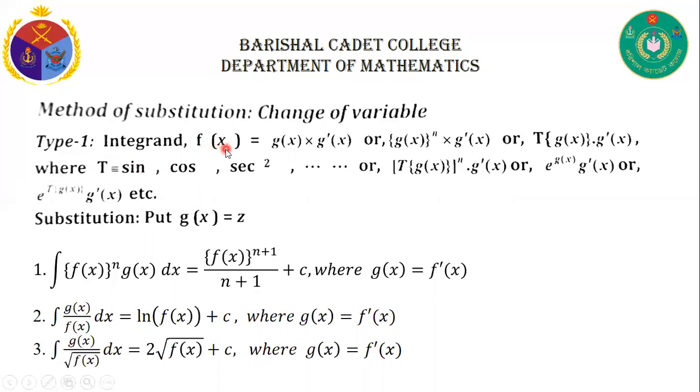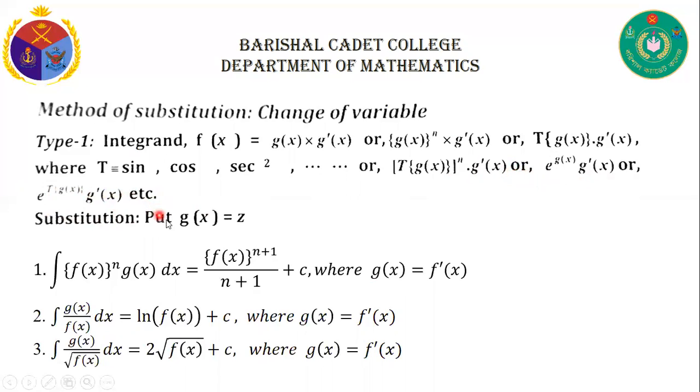Okay, so now it's time for advanced level formulas. f of x equal to g of x into g prime x, or g of x to the power n into g prime x, or t of g of x into g prime x. Here t means a trigonometric function or logarithmic function, any type of function of g of x. Or t g of x to the power n g prime x, or e to the power g of x g prime x, or e to the power t g of x g prime x.